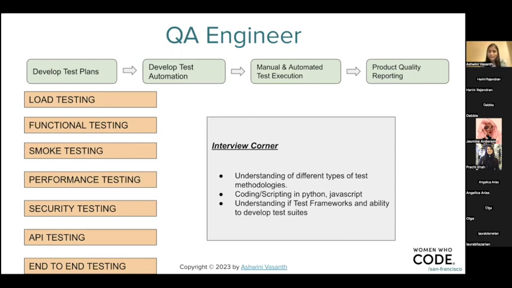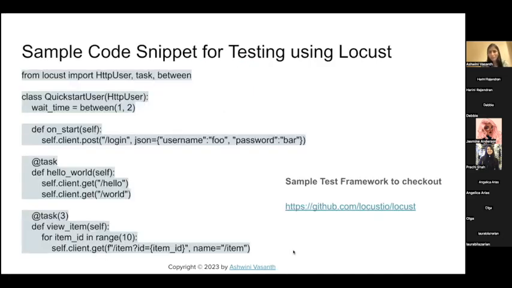So in terms of the interview corner, it's about understanding these different aspects, being able to code and script, and understanding test frameworks. We're going to talk about one example. This again is open source, so I encourage you to go take a look. This snippet is just to give you an idea of what a test framework looks like. It looks like familiar code, basically using the same language constructs, but it's creating a test framework.